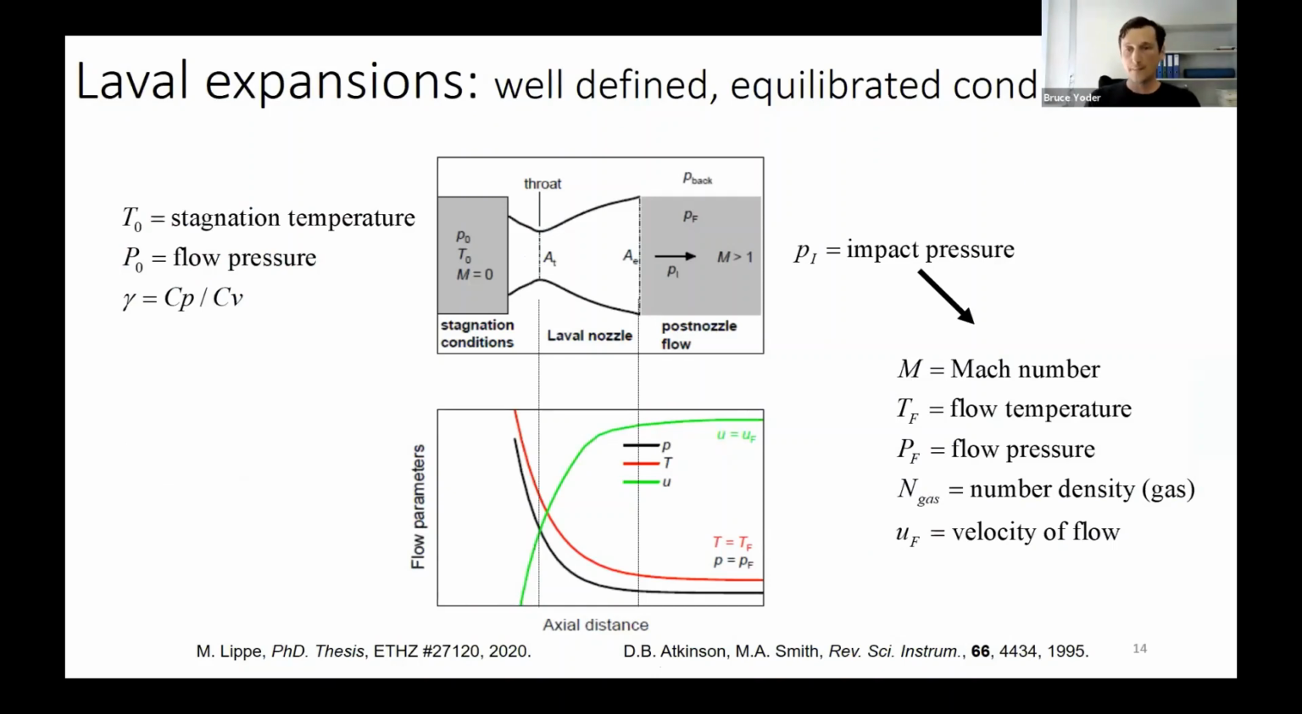Okay. In order to describe the flow of a Laval nozzle, let's consider a one-dimensional flow of an ideal or inviscid and compressible gas with isentropic flow.